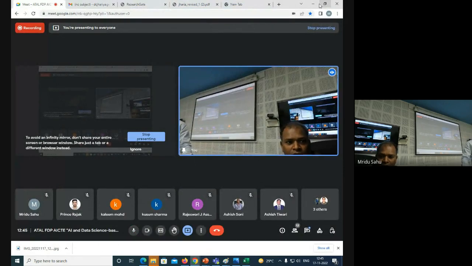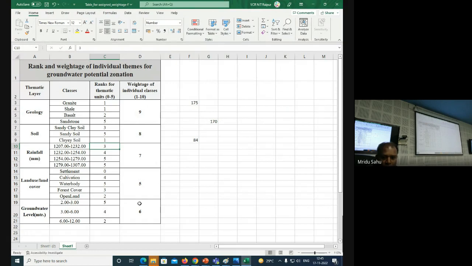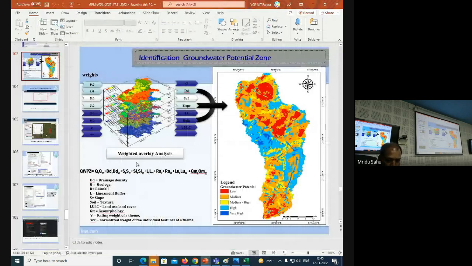Okay. So finally, this is our rank and weight for the different layers here, and to calculate the potentiality of the groundwater, this formula we have to use. Here, the rank and weight of one layer, and then we have to add the rank and weight of the other layers. Whatever parameters you are using, you have to use this formula to calculate the potentiality of the groundwater. If you are getting a higher value, it means higher potentiality.